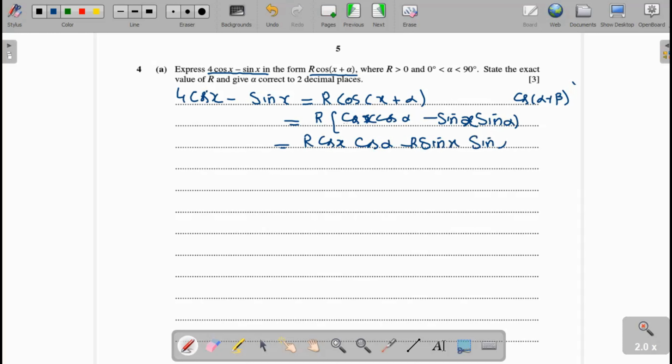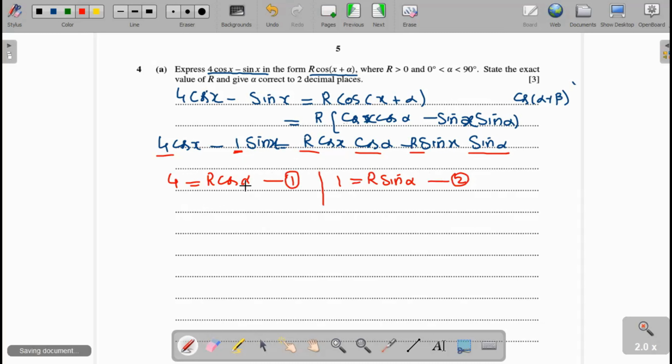Therefore, comparing the coefficients of cos x and sin x, you see here the coefficient of cos x is 4 and here it is r cos alpha. And the coefficient of sin x is minus 1 and here it is minus r sin alpha. Now we write 4 equal to r cos alpha and minus 1 equal to r sin alpha. Okay. Now we name them equation 1 and equation 2.